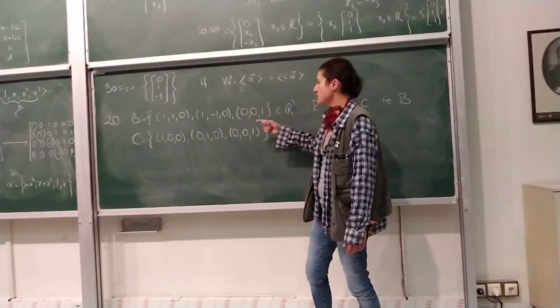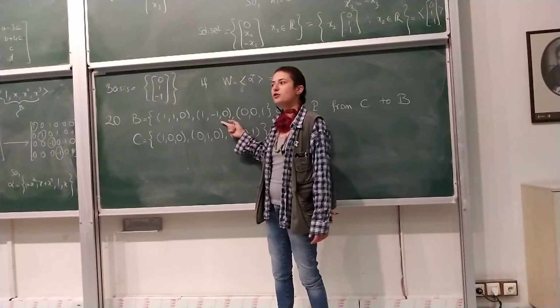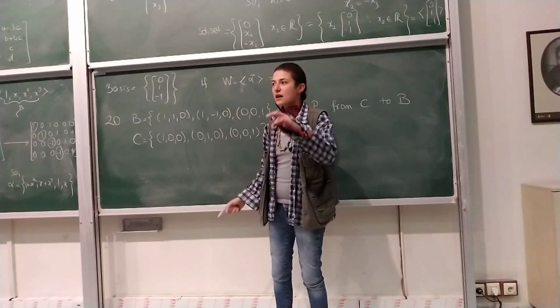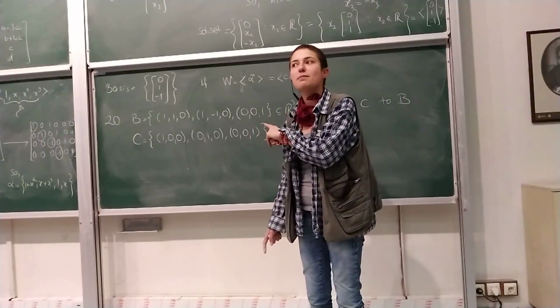So, since the dimension is 3, you can show either that this B spans R cubed, or that this B is linearly independent. Every single one of these ways shows you that this is a basis.